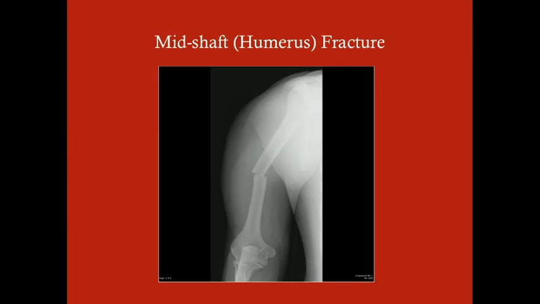Okay, so the mid-shaft fracture is a fracture of the diaphysis of the humerus, and this can be transverse, it can be oblique, or it can be a spiral fracture.